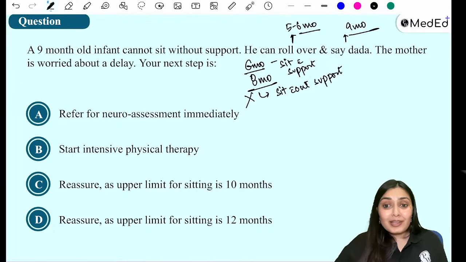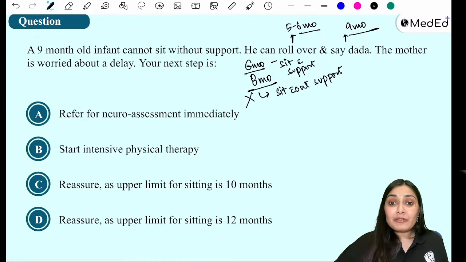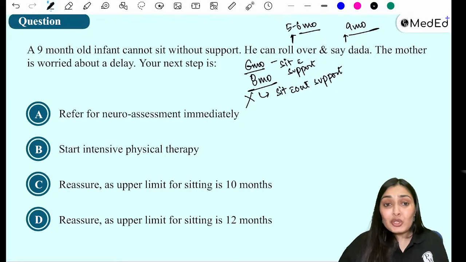Whether this delay is significant or not, how do we know? We should remember the upper limit of age, right? If the child is not sitting at 8 months, it does not mean that this is a delay. The child can sit 15 days after 8 months. The child can sometimes sit before 8 months. So a delay is said when the upper limit of that age is achieved.